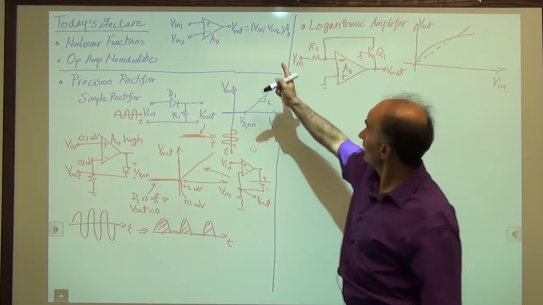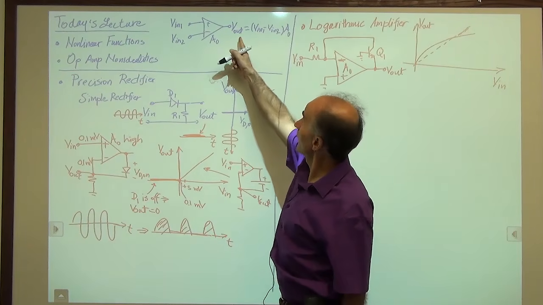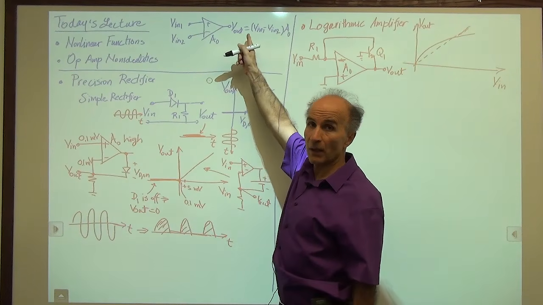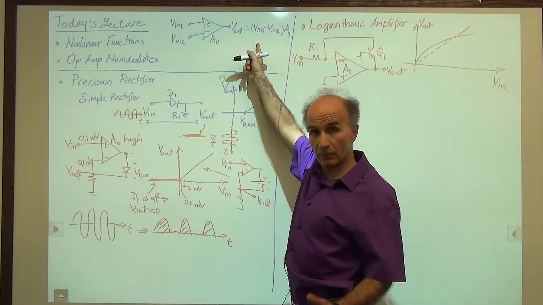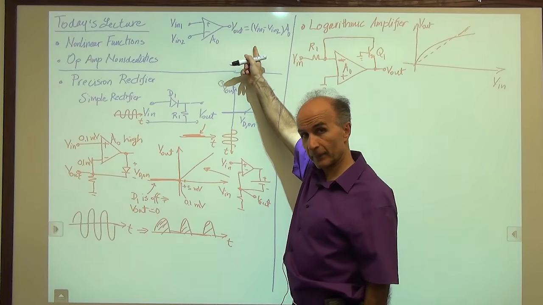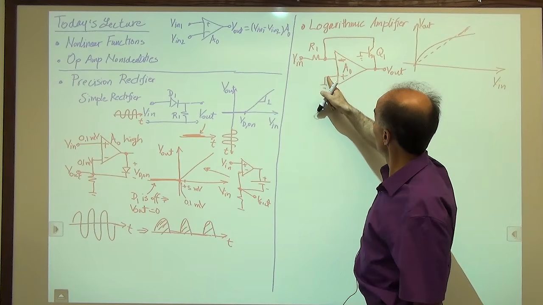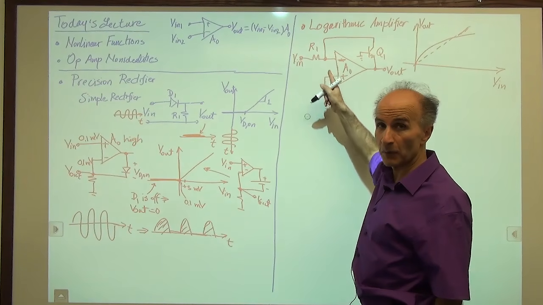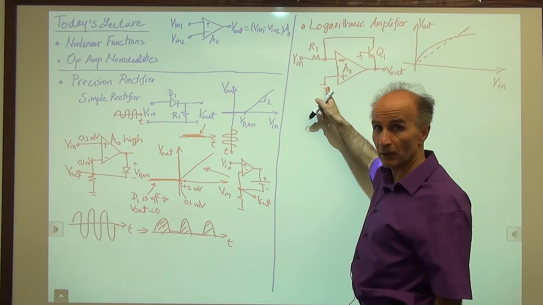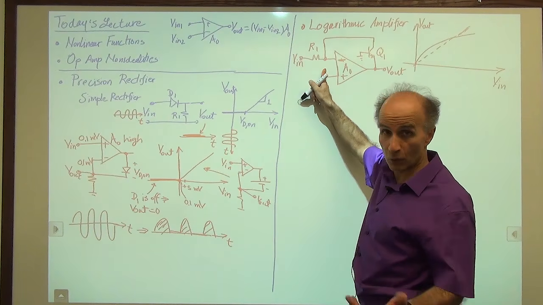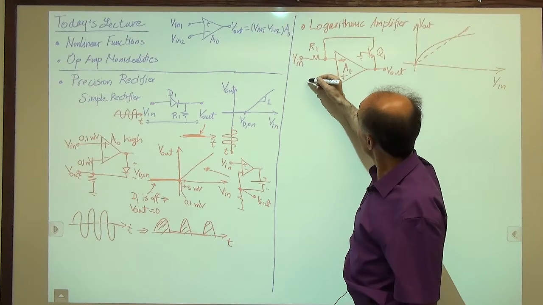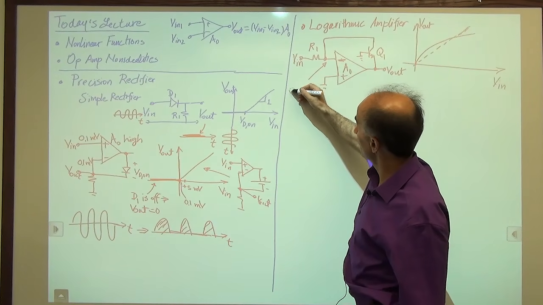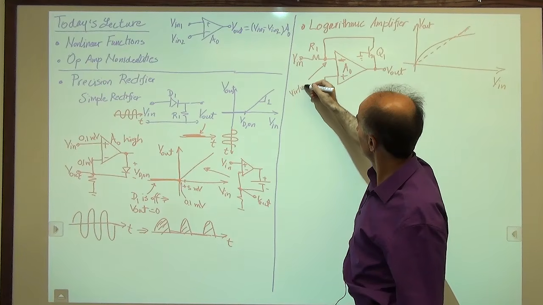Okay, so if that's the case, if A0 is high and V out is a moderate amount, then V in 1 minus V in 2 must be very small. So again, V in 1 minus V in 2 is very small, which means if V in 1 is close to 0, V in 2 is also close to 0, so we have a virtual ground. So that's a virtual ground.